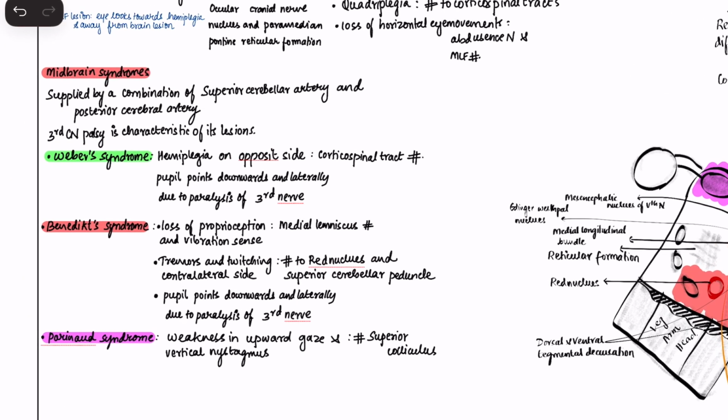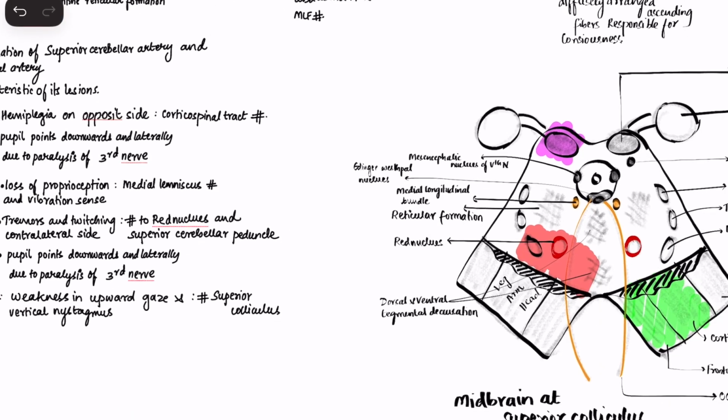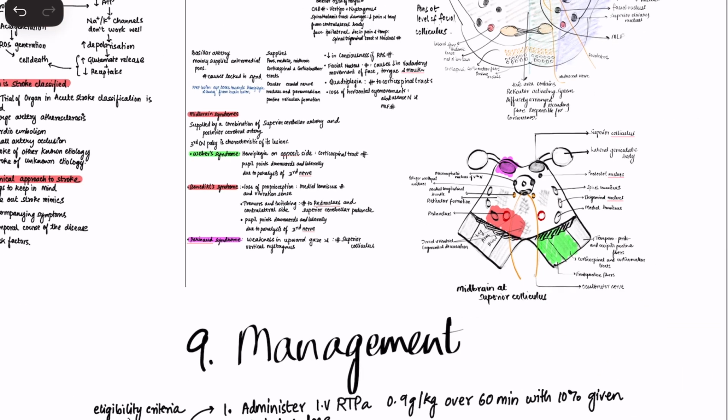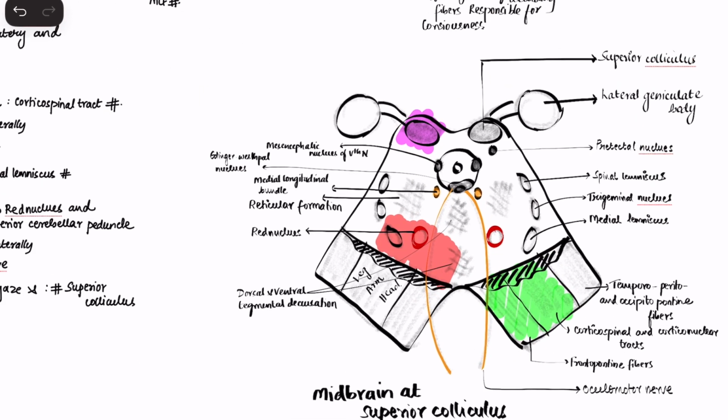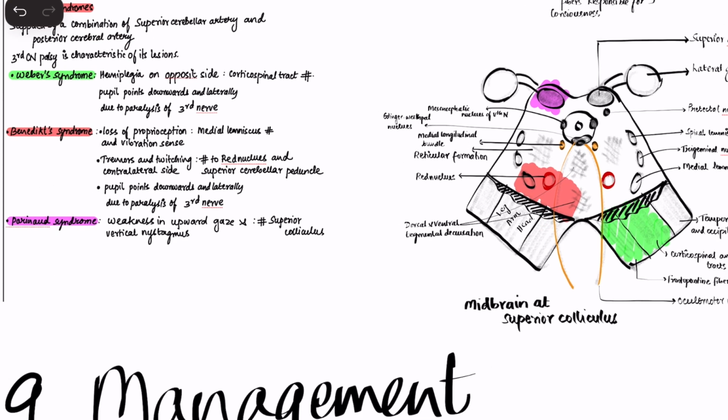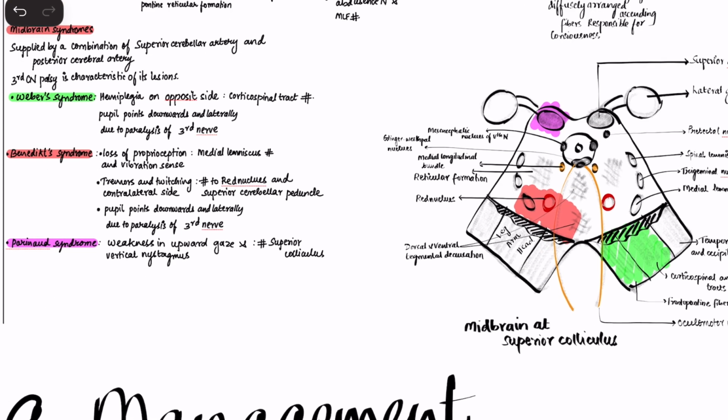Now coming to midbrain syndromes. Now the midbrain per se is supplied by the superior cerebellar artery and the posterior cerebral artery, right? And most of the midbrain syndromes involve the third cranial nerve. Third cranial nerve palsies are characteristic of midbrain syndromes. The named syndromes among them are the Weber syndrome, Benedikt syndrome, and Parinaud syndrome.